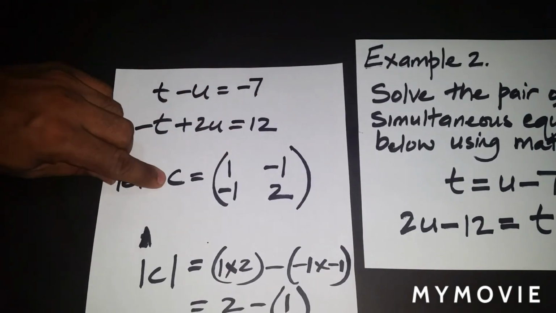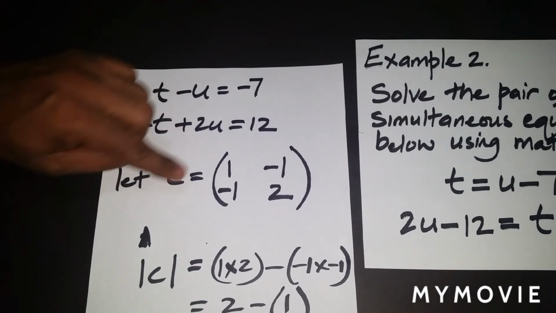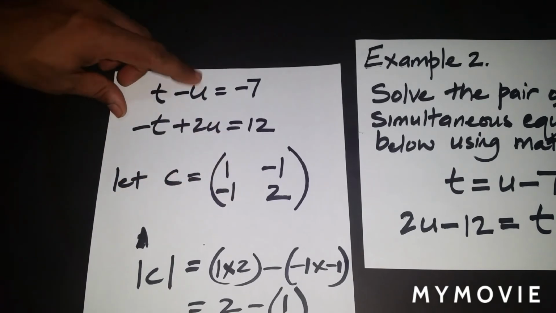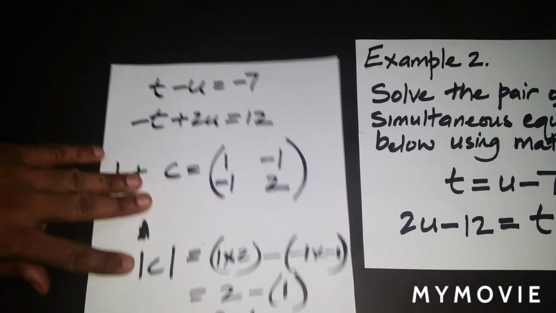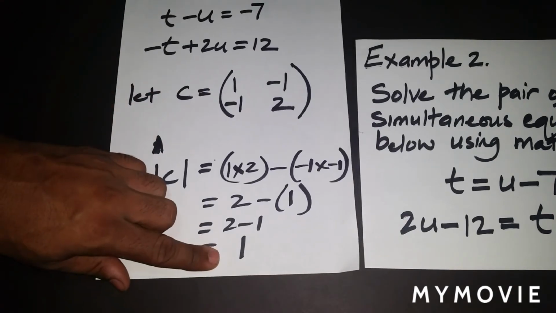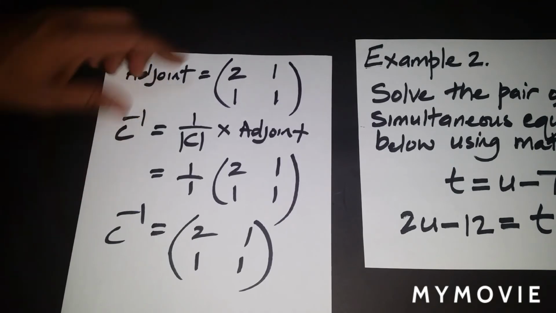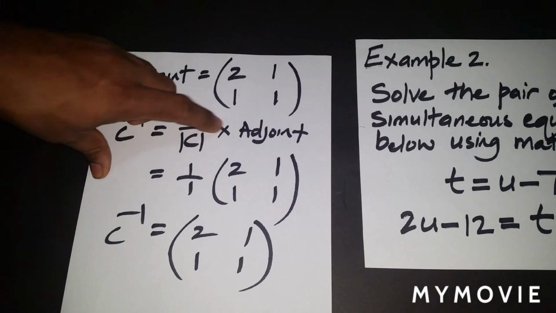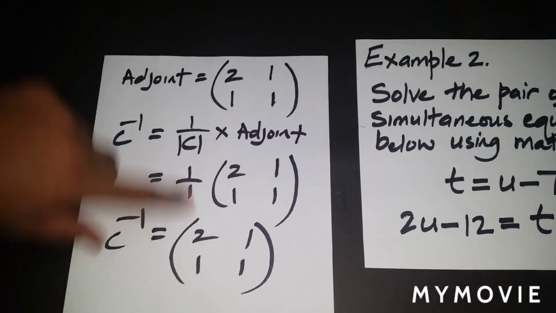Generated a matrix called C. It doesn't matter whether I use A, B, C, Z, whatever it is. Alright, so I generated a 2 by 2 matrix based on using the coefficients of t, of u, of t, and u here. And this is what we got. And then we found the determinant, which happens to be 1. Now, after finding the determinant, I went ahead and found the adjoint of the matrix, which is this. And then I used a formula to find the inverse of C, which is 1 over the determinant times the adjoint. And this is what we got. The inverse is 2, 1, 1, 1.